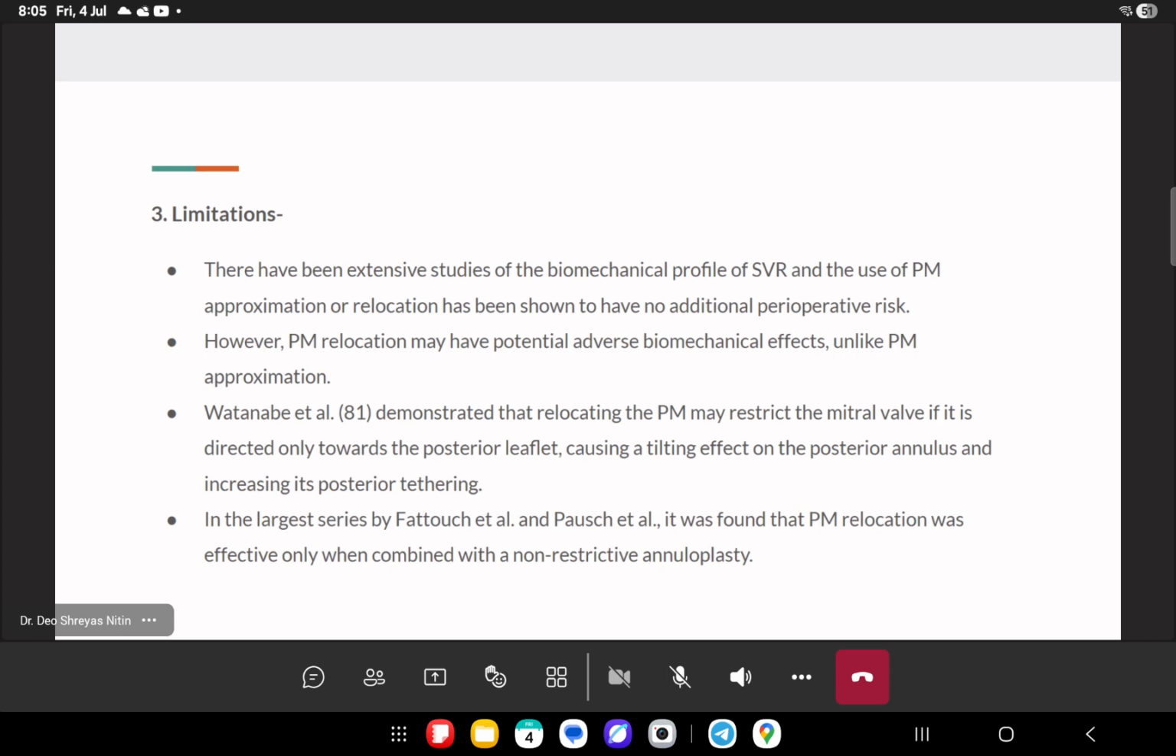Montabi et al. demonstrated that relocating the papillary muscle may restrict the mitral valve if it is directed only towards the posterior leaflet, causing a tilting effect on the posterior annulus and increasing its posterior tethering. In the larger series by Fatosh et al. and Posh et al., it was found that papillary muscle relocation was effective only when combined with a non-restrictive annuloplasty.